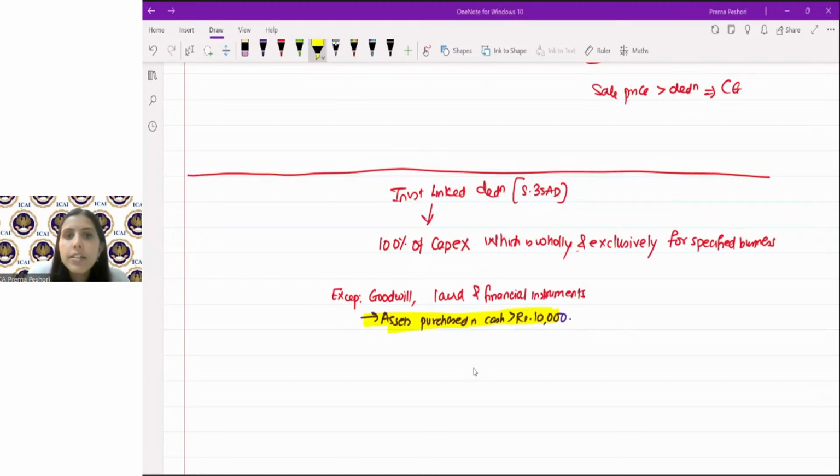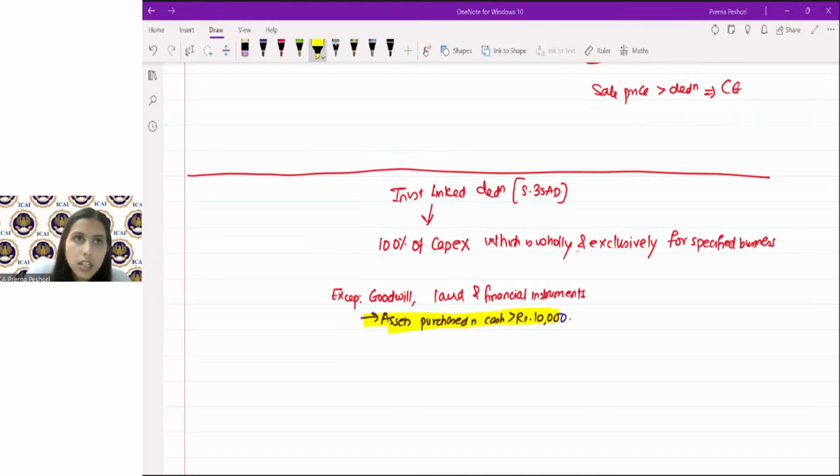So here the deduction allowed is 100% of capital expenditure incurred during the previous year wholly and exclusively for these businesses. The revenue expenditure is in any case allowed, but the capital expenditure will also be allowed.